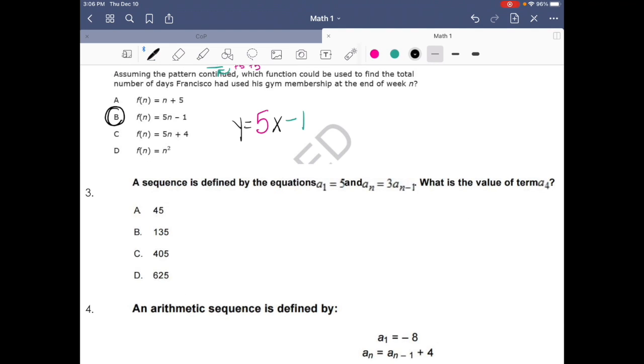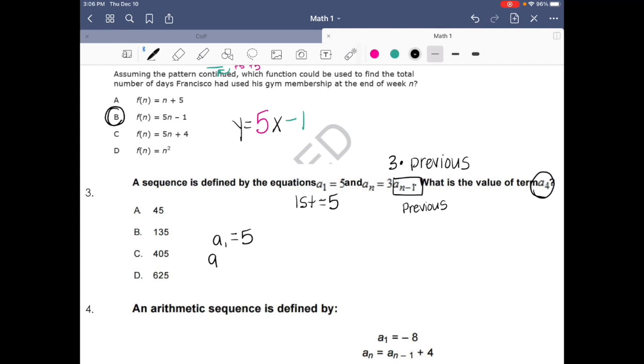All right, so then we have what we talk about as far as a recursive formula. Now remember, a recursive formula means that I'm going to have to know the previous in order to get to the next. So this is saying that my first term is equal to 5. Now, if you remember, n minus 1 represents the previous term. So this is saying 3 times the previous term.